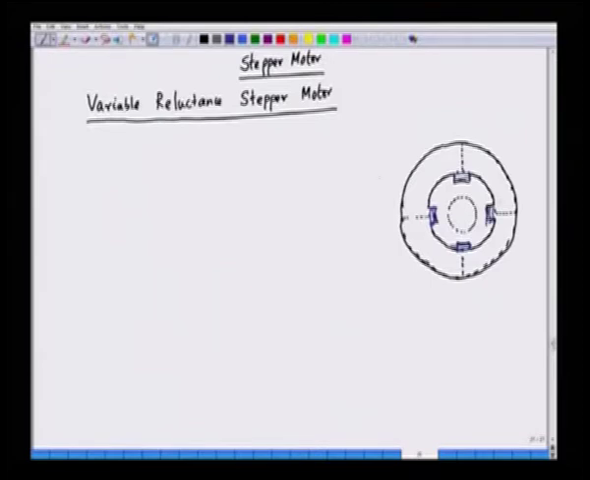And these windings can be brought out. This we can call phase A, this is phase B, this is phase C, and this is phase D. And these windings are brought out. So, we can bring out this winding of phase B here, and phase C winding is also brought out here, and phase D winding is also brought out here. So, we have the terminals which are brought out, and these are the 4 phases of the stepper motor.